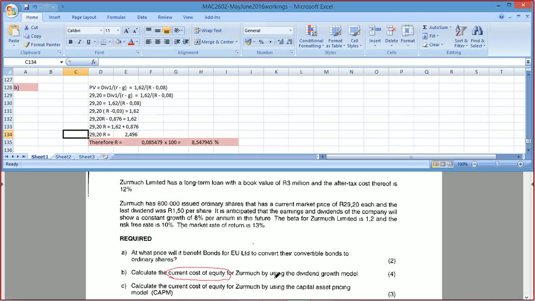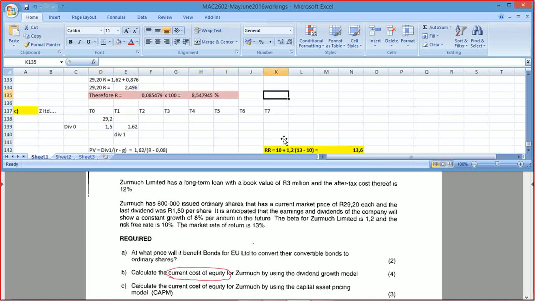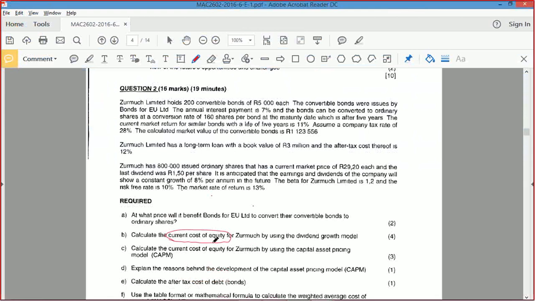So B says calculate the cost of equity for Z using the dividend growth model. There's the dividend growth model. That's the answer, 8.54. Then calculate the cost of equity for Z by using the capital asset pricing model, CAPM. There's the CAPM. See that? Yes, sir. Okay.